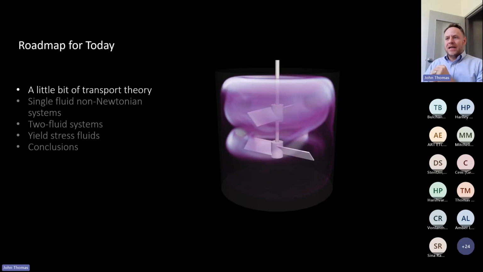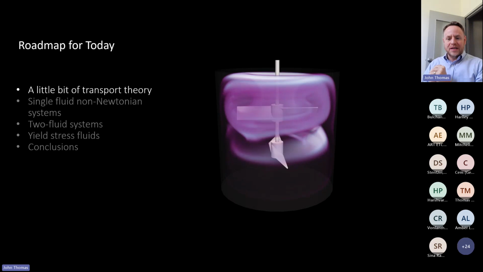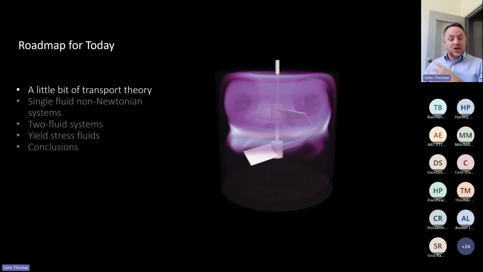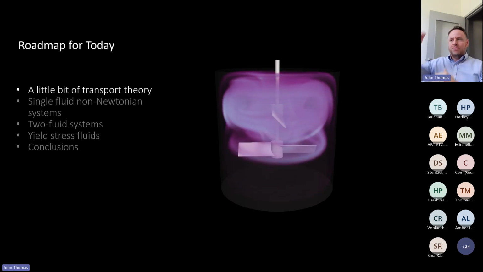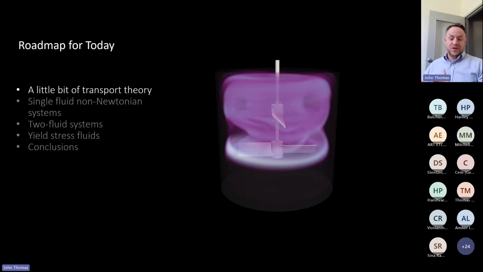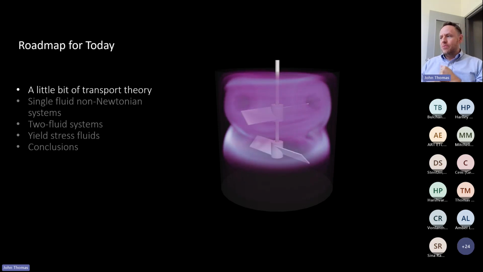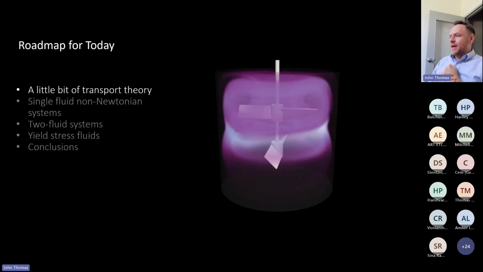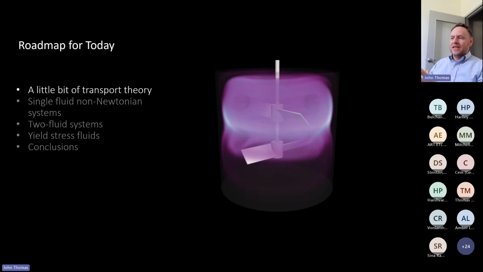I'll talk a bit about single fluid non-Newtonian systems. I'll then move on to two fluid systems where we're blending, say, two miscible fluids together with different rheologies. I'll talk a bit about yield stress fluids, which are a different animal altogether, and then move into some conclusions and next steps.